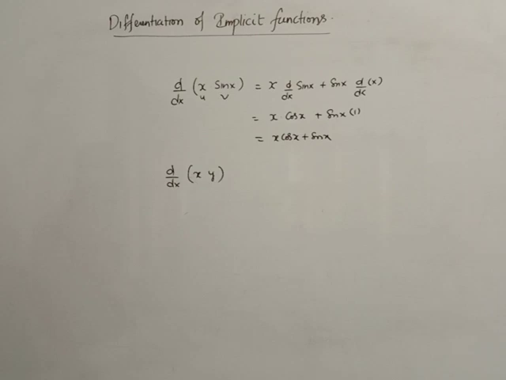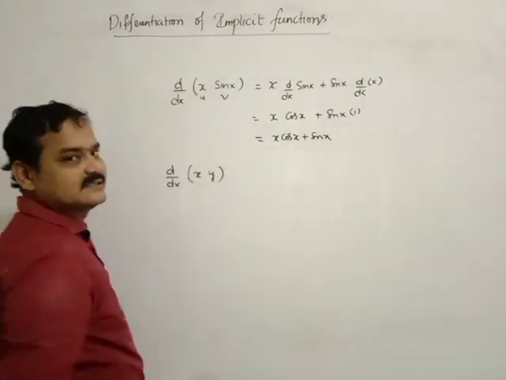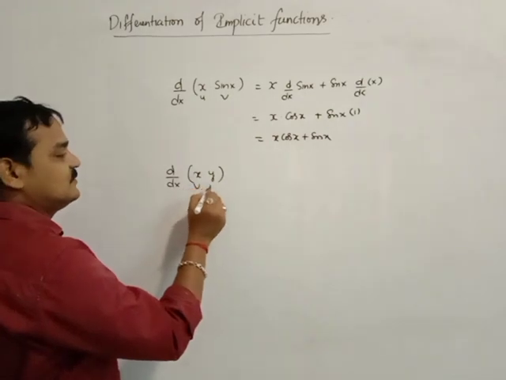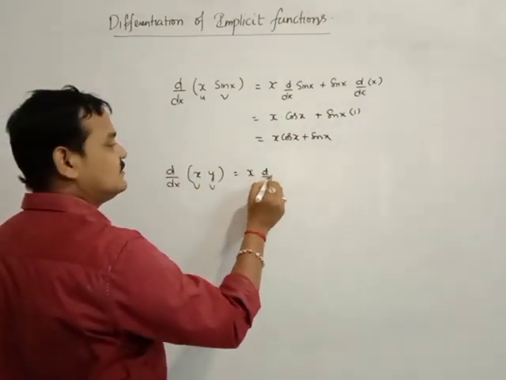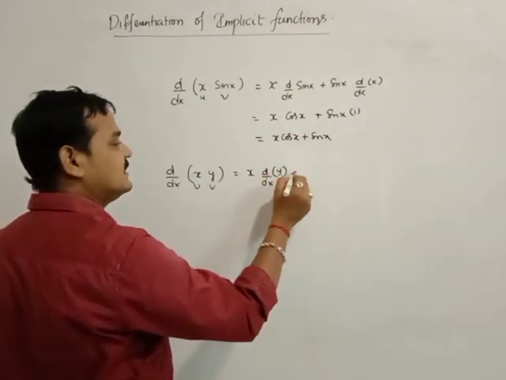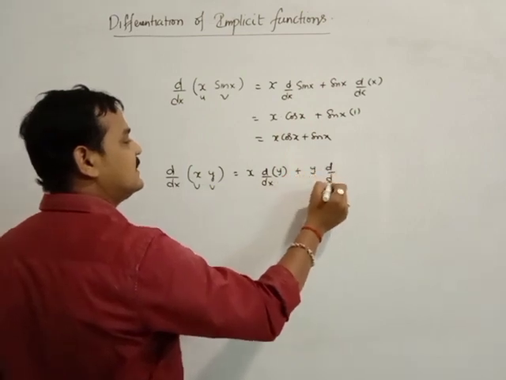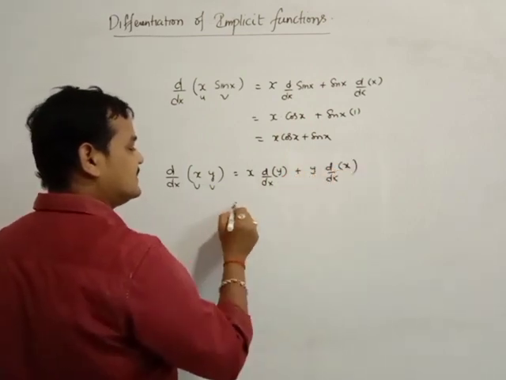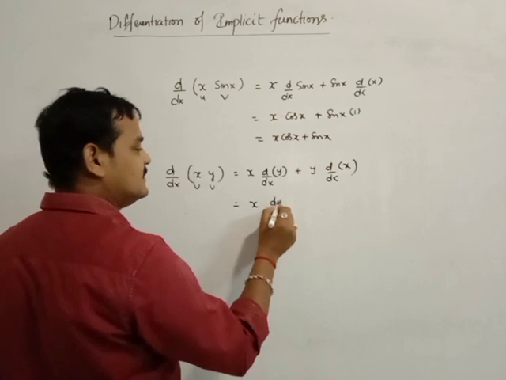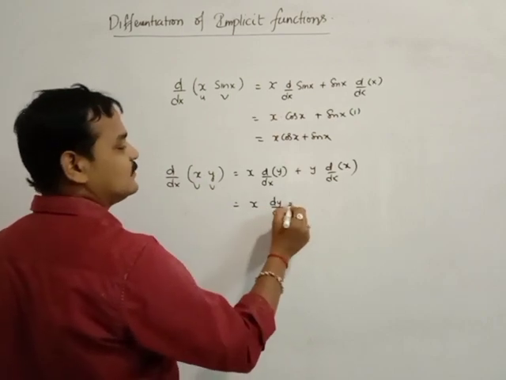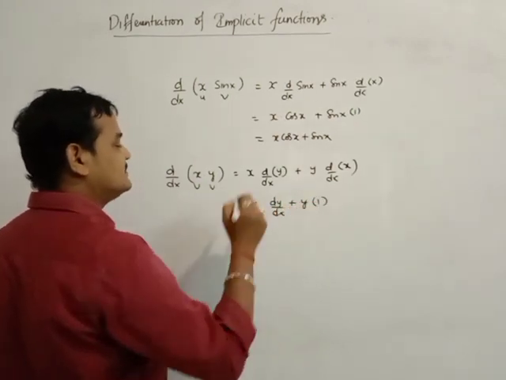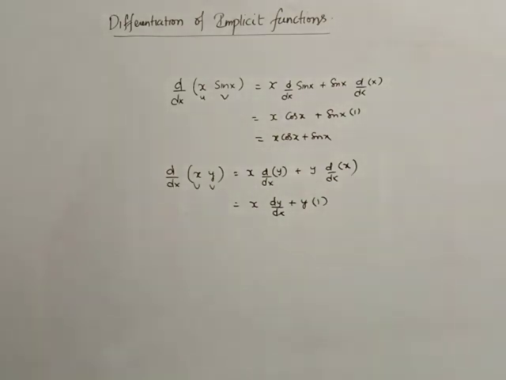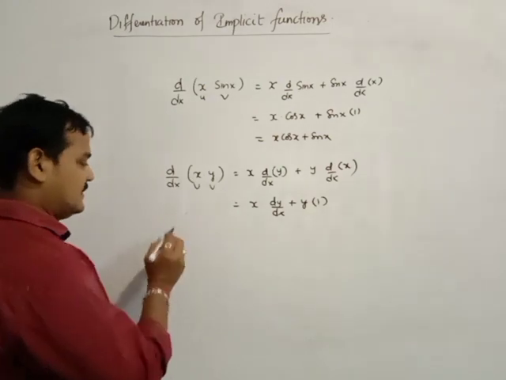d by dx of x into y. Here also you can use the same concept. What is that? By the product rule, uv means x into d by dx of y plus y into d by dx of x. That is x into the derivative of y, which is dy by dx, plus y into the derivative of x, which is 1. This is the derivative of this one, meaning you consider y to also be a function.